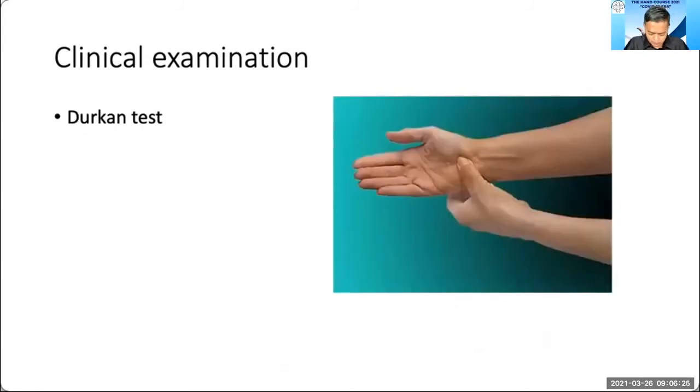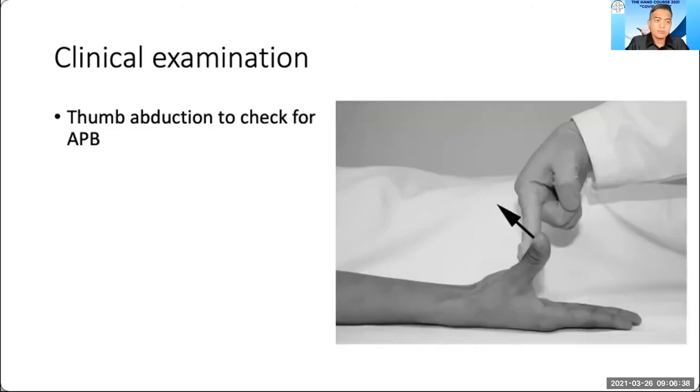The other test commonly done is Durkan's test, where you apply pressure directly onto the median nerve, and the patient will experience the symptoms of numbness over the radial 3.5 digits. Next is the thumb abduction to check for abductor pollicis brevis.